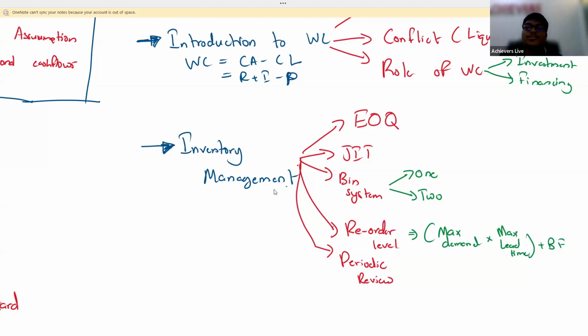Okay. So next, periodic review system. What is periodic review system? At the end of each period, you will be constantly reviewing your inventory management, inventory level, inventory policy, inventory ordering system, everything. So this is inventory management.